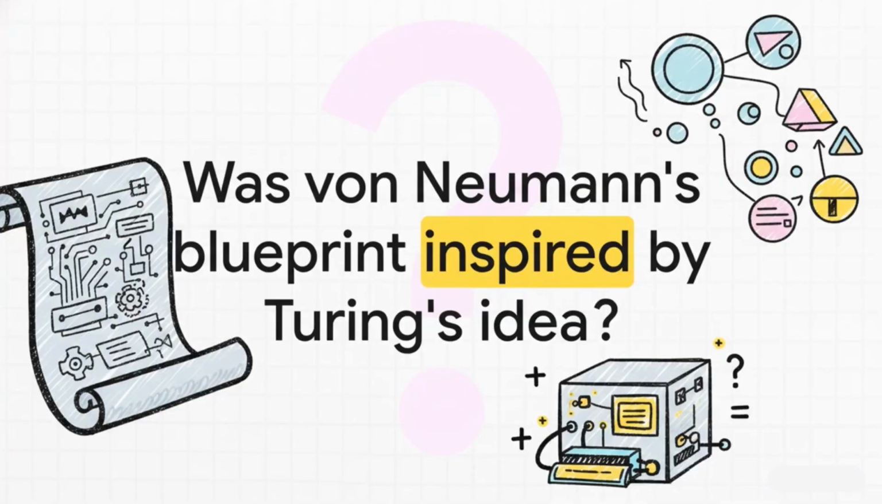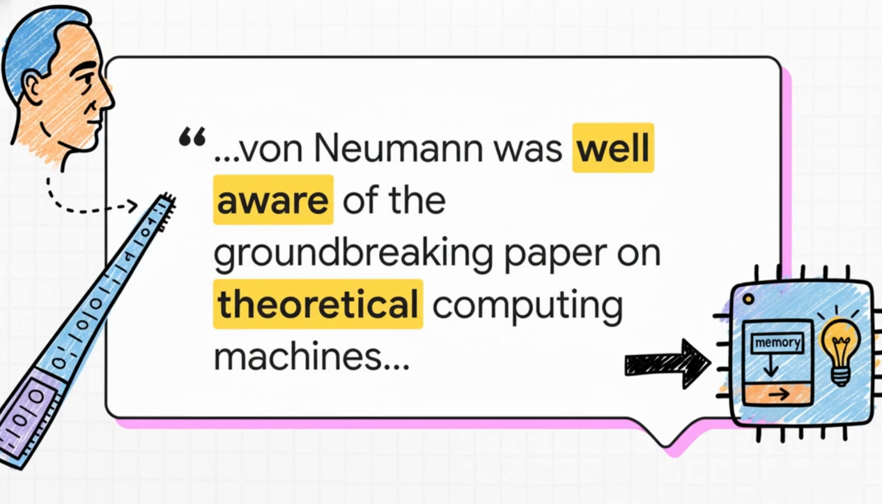This is such a fascinating historical question. I mean, did von Neumann just independently come up with the design that happened to be a universal computer? Or was he consciously building on the theoretical foundation that Turing had already laid down years earlier? Well, the evidence is pretty clear. This quote here confirms that von Neumann was definitely familiar with Turing's revolutionary paper from his time at Princeton.